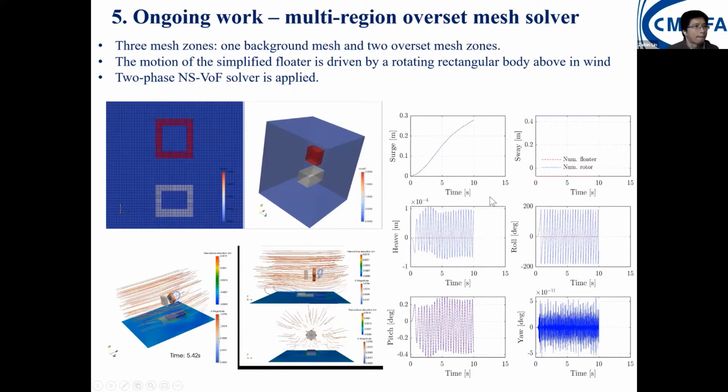Here are some numerical results of the motions. As we can see, the surge is moving away from the initial location, and the rotor is rotating from minus 180 degrees to 180 degrees. The pitch motion is generated by the vortices just after, in the rear side of, the rotating box. The floater and the rotor have identical pitch angles. So it means our integrated model works for these complicated cases.